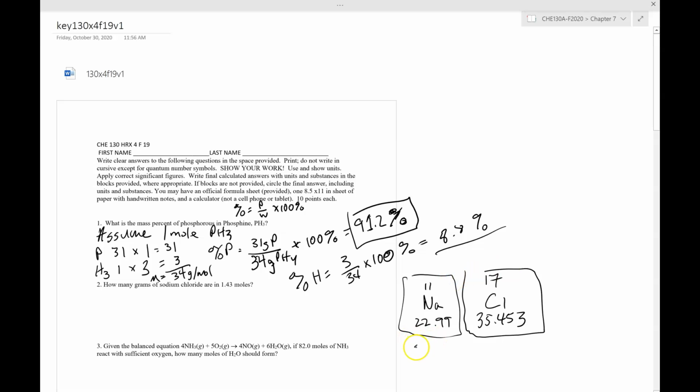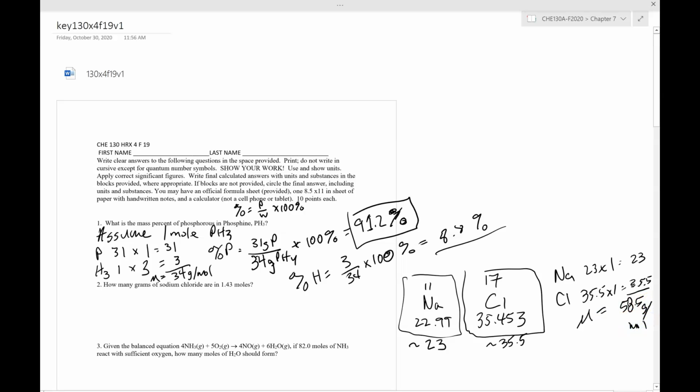I'm going to call that 23. 22.99, whatever, is about 23. 35.453, I'm going to round off to 35.5. That's not a bad rounding job on that. So I've got 1 sodium and 1 chlorine, all right? So NaCl, 23 times 1, 35.5 times 1 is going to be 23 and 35.5. I know that all seems obvious. That's 58.5, and that is the molar mass. That's grams per mole of sodium chloride.